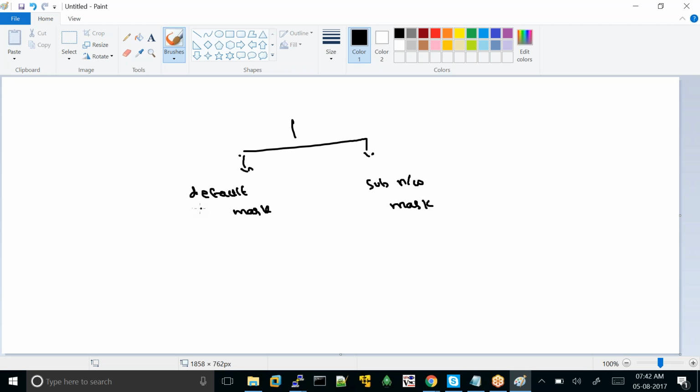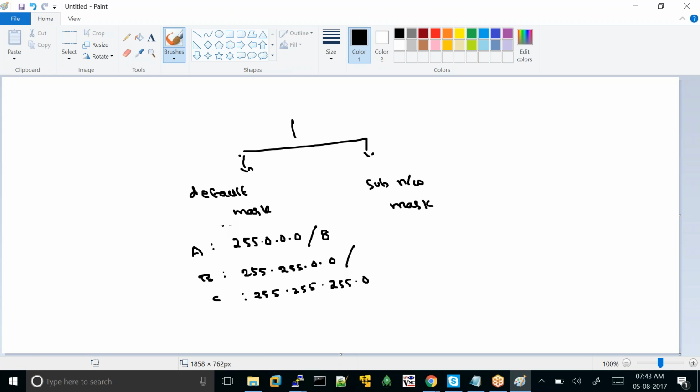We have default mask and subnet mask. The default mask is assigned to the classful scheme: class A, class B, and class C. For class A, the default mask is 255.0.0.0. For class B, the default mask is 255.255.0.0. For class C, it is 255.255.255.0. In CIDR notation, 255 can be represented as 8.